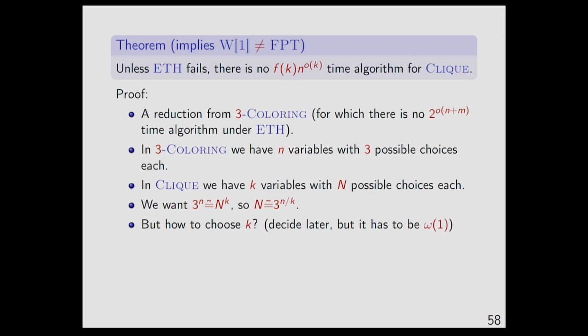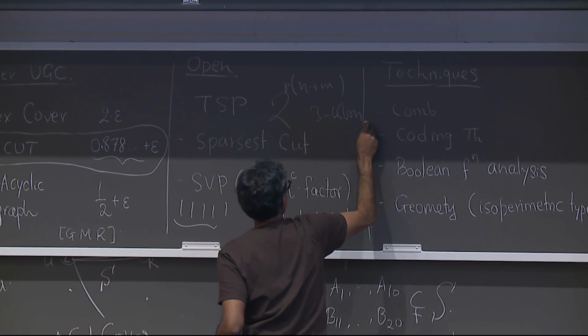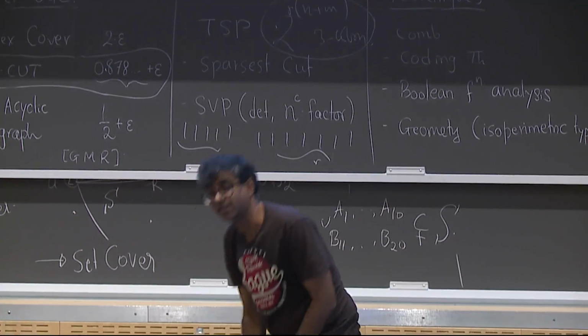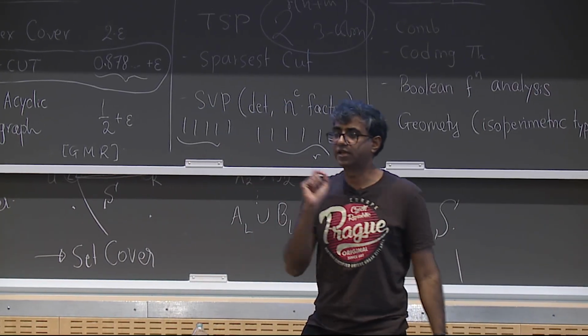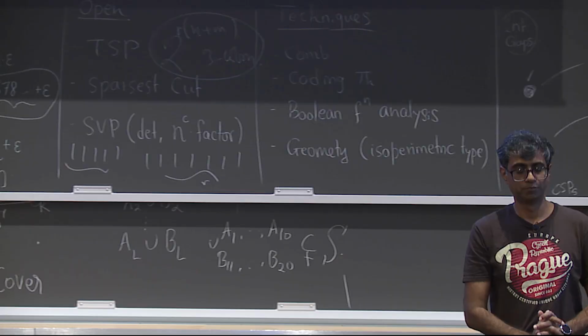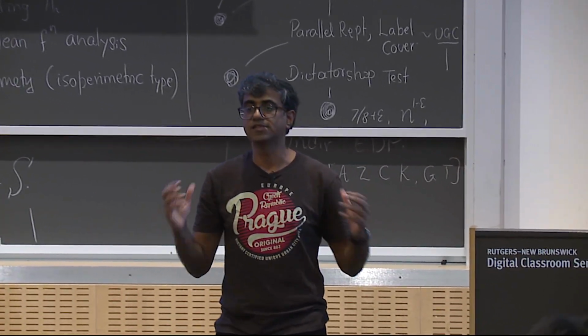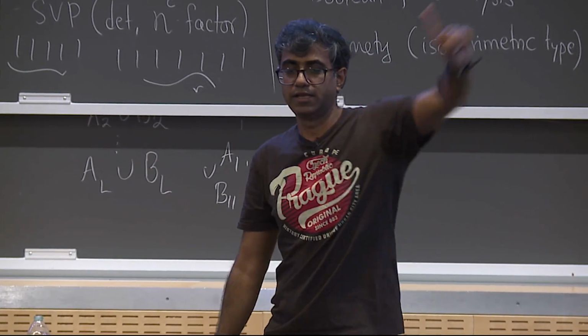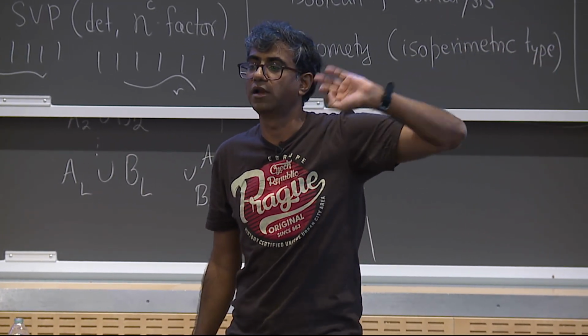So let's assume that we do not have a 2 to the power little o of n plus m algorithm for 3-coloring. This is something which directly follows from the reductions in class. So unless ETH fails, 3-coloring does not have such an algorithm. Now what do I want to do? I want to come up with an instance of clique and say, if you had a good algorithm for clique, then I can solve my 3-coloring in 2 to the power little o of n plus m.